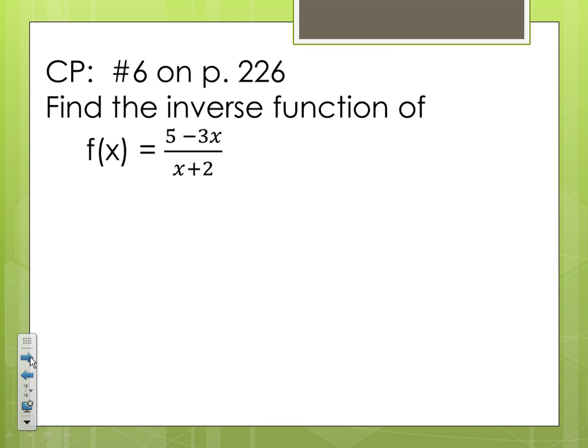So let's take a look at this one. Okay, this one's checkpoint problem number 6. There's one done out for you in your book right above it. But let's find the inverse function of this one. All right, so our first step said to try the horizontal line test on it, and I'm just going to cheat and tell you that it in fact would pass. Okay, so we can in fact find an inverse function for this particular problem. All right, so then step 2, replace f of x with y.